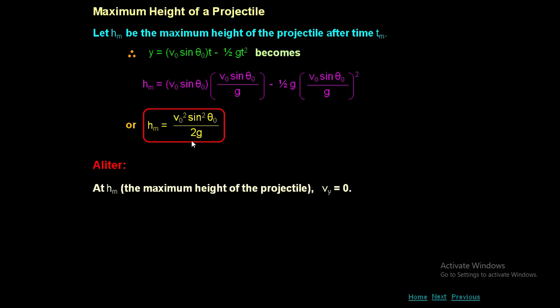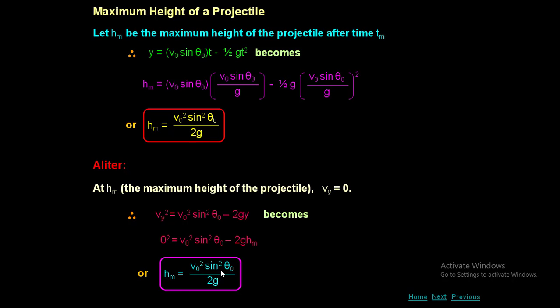Another method: at H maximum, the vertical velocity becomes 0. You can use the first equation or the third equation of motion also, that is v square minus u square equal to 2as. So here vy square equal to v naught square sine square theta minus 2gy. If you substitute the value of vy as 0, you're going to have the equation as Hm equal to v naught square sine square theta naught by 2g. So any one method you can use to find the maximum height of a projectile.